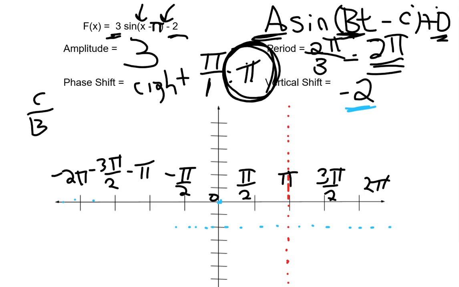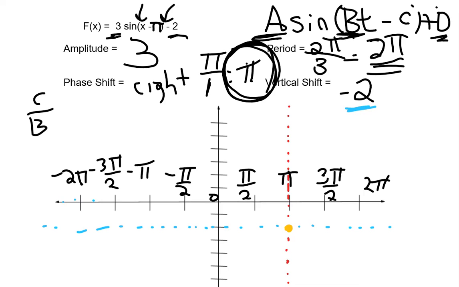So really I've got a new x-axis, I've got a new y-axis. So when I go to graph this, I'm going to start my new 0 location. And my new 0 location is going to be right here. Over pi, down 2. That's where I'm starting my function. Now we'll go to the right.